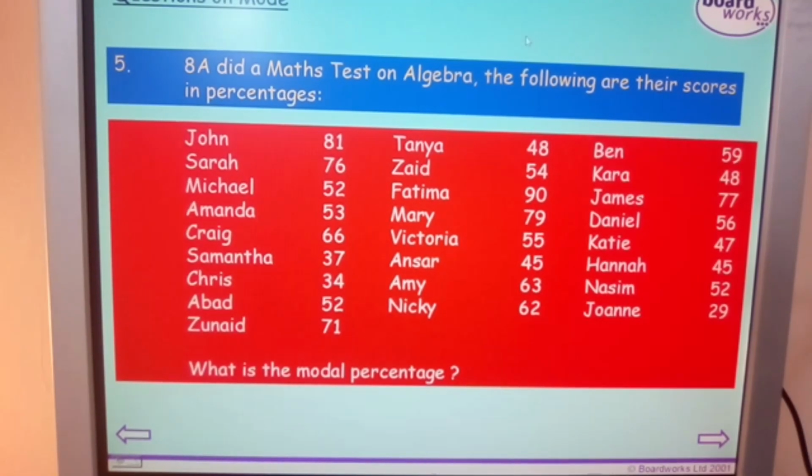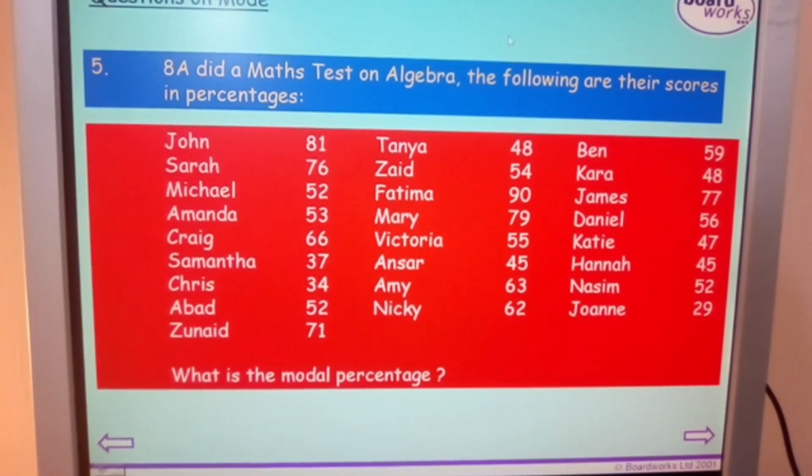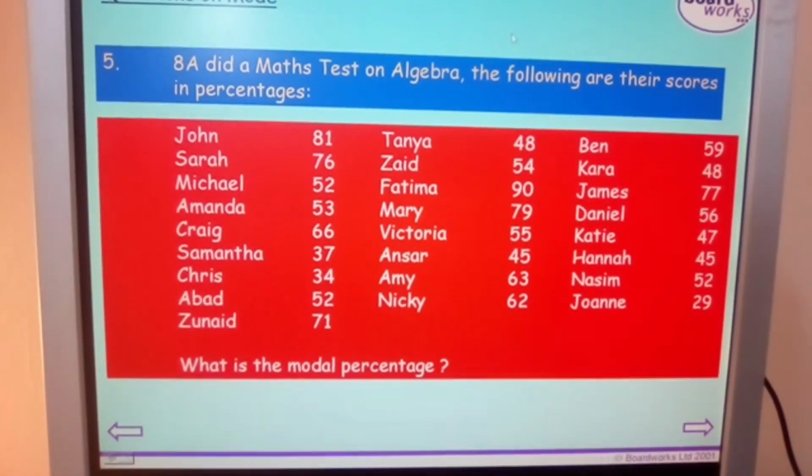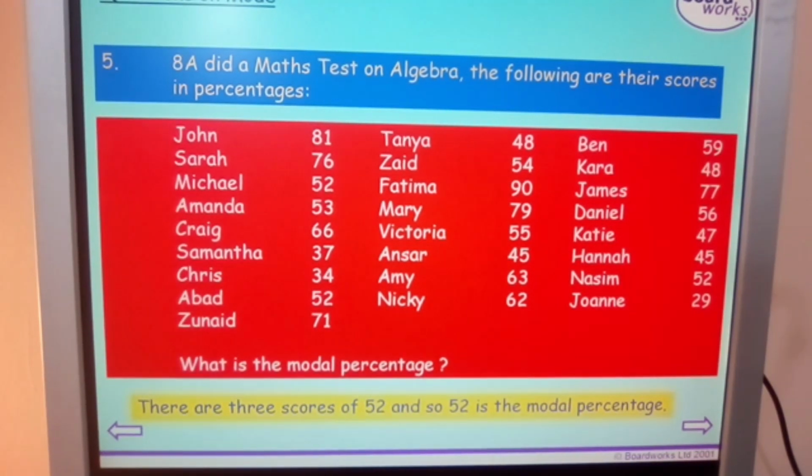Now, they did a math test on algebra. The following are their scores in percentages. What is the modal percentage? I'll let you do that for a moment, okay? There are 3 scores of 52, and so 52 is the modal percentage.